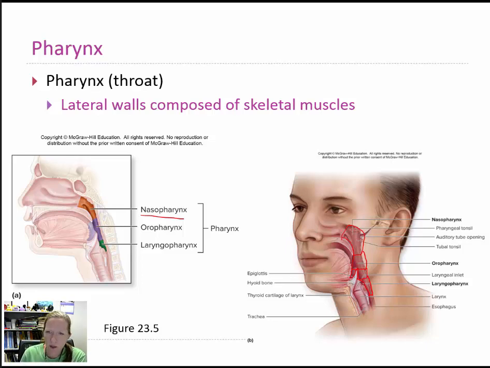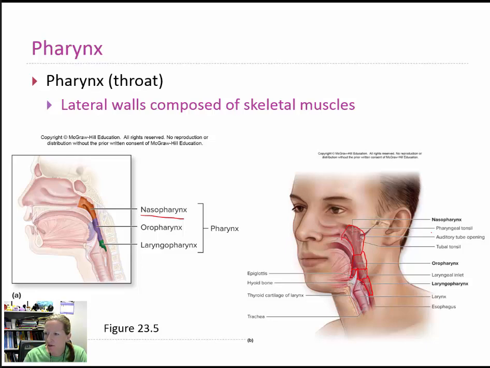So let's talk about these different parts. You do have lateral walls composed of skeletal muscle. We will talk about this again when we get to the digestive system, because we are going to talk about how they help with swallowing. But let's first take a look at this nasopharynx right here and all the little parts that are involved.